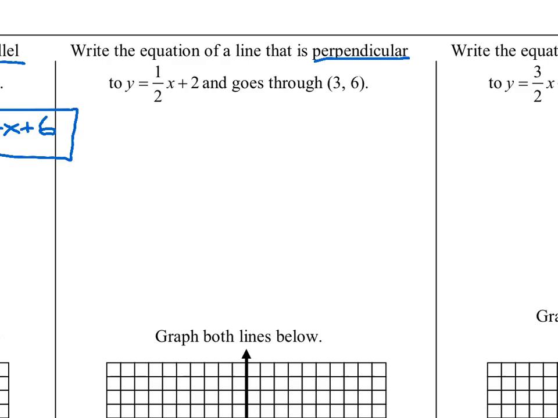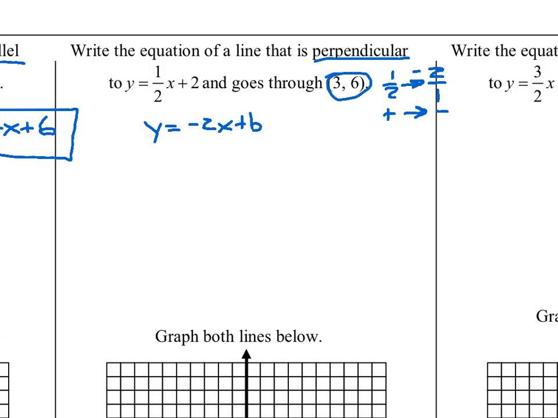We might need to show a quick touch of work. -2/1. So she took our original slope, which was 1/2. She flipped it, found the reciprocal, and then she said, well, it was positive, now I need to make it negative. So we have y equals -2x plus b. Now we just need to sort out what b is.